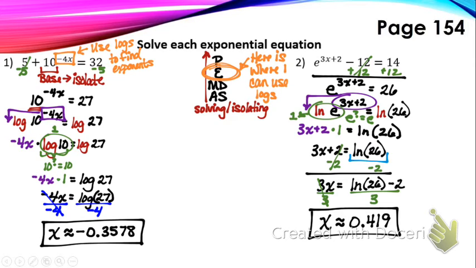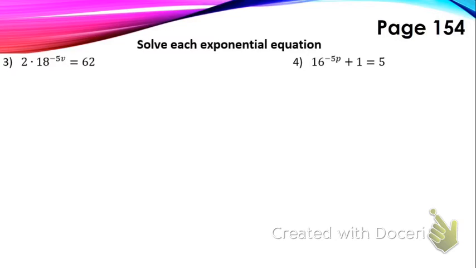Let's look down at number 3. You guys are doing great with this, by the way. Look down at number 3. What's my base? 18 is my base. Is it isolated? How do I get it alone? Divide both sides by 2. So I have 18 to the power of negative 5v equals 31. Is my base isolated now?